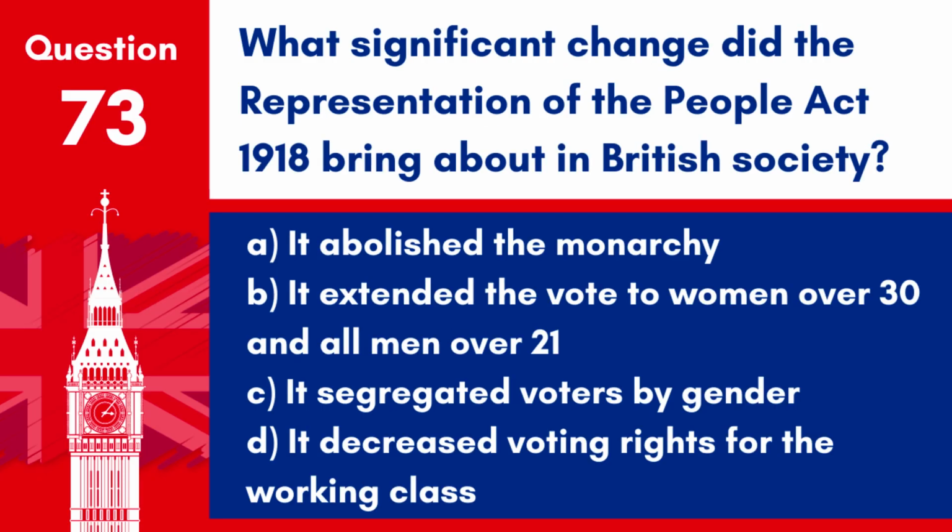Question 73. What significant change did the Representation of the People Act 1918 bring about in British society? A. It abolished the monarchy. B. It extended the vote to women over 30 and all men over 21. C. It segregated voters by gender. D. It decreased voting rights for the working class. Answer: B. It extended the vote to women over 30 and all men over 21. This act significantly expanded the electorate in the aftermath of World War I.